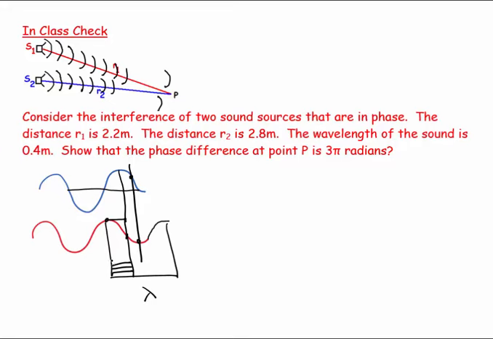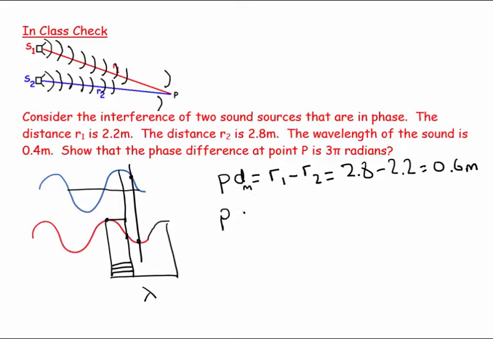I need somehow to express that, and I could express this path difference effect, because it is caused by a path difference, using meters. So I would say my path difference effect equals length 1 minus length 2, or in this case R1 minus R2, which in this case is 2.8 minus 2.2, which equals 0.6 meters. And that's in terms of meters if you like.